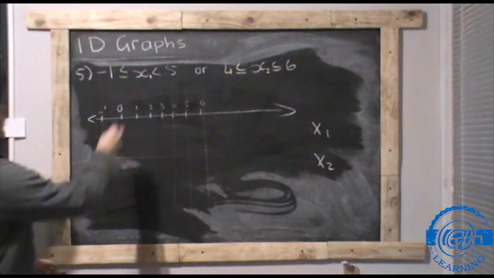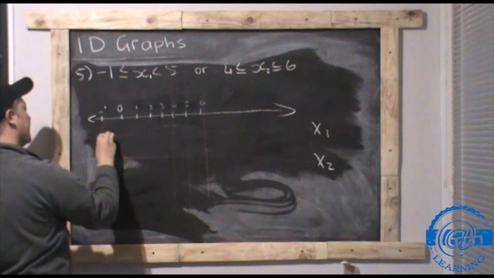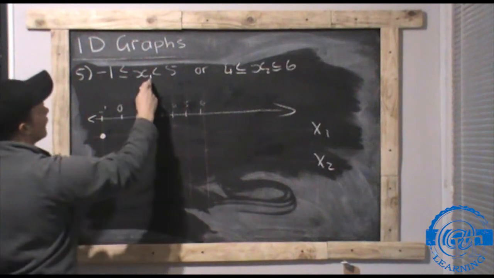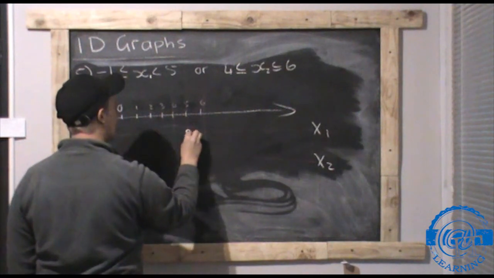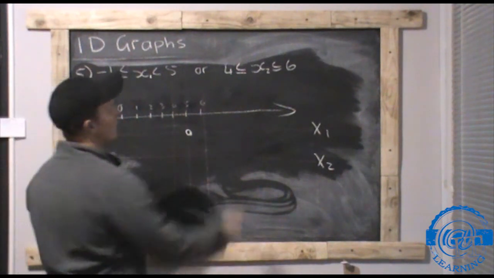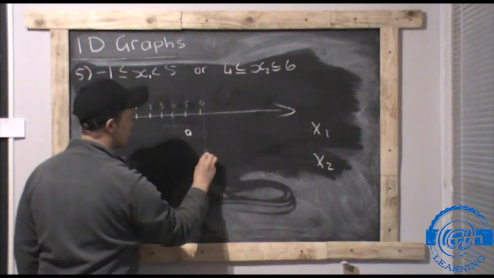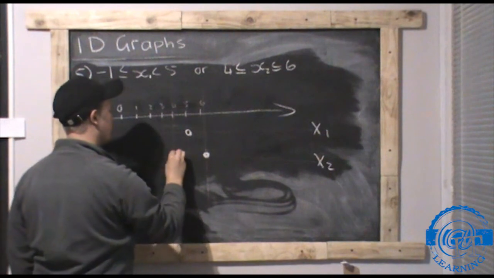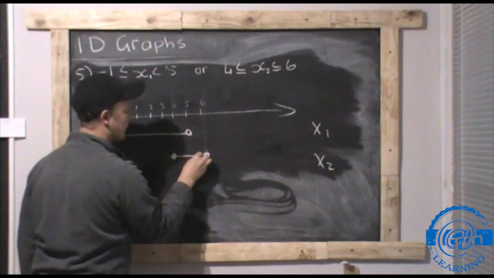Now, for x1, it's inclusive minus 1, so let's color it in. For x1, it's non-inclusive 5, so leave it open. Then we are done with x1. Inclusive 4, inclusive 6. Color it in. Connect them.